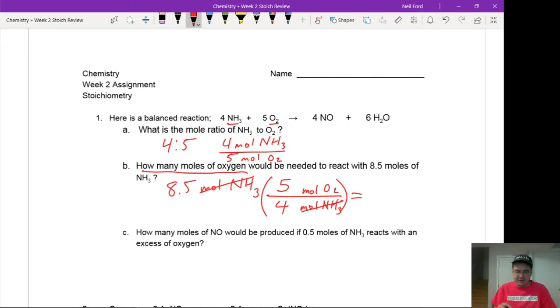And let me pull up my calculator. I would make sure you have a calculator. I know you could do stuff online when you're taking the exam, but I would just have one ready. So 8.5 times 5/4, 10.625, but I'm going to round it to 2 sig figs, right? So that would be 10.6 moles of O2.